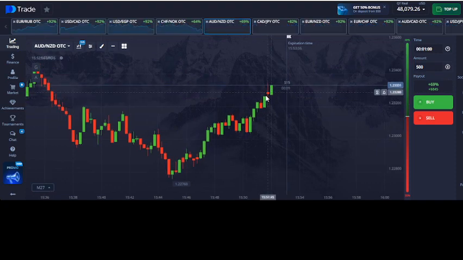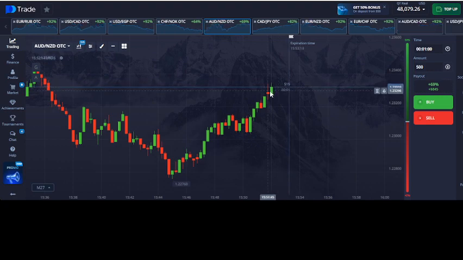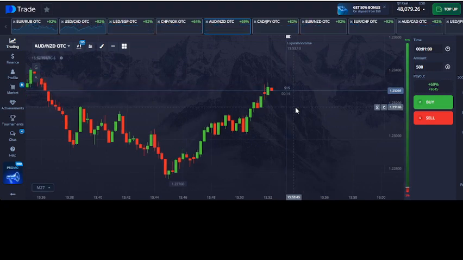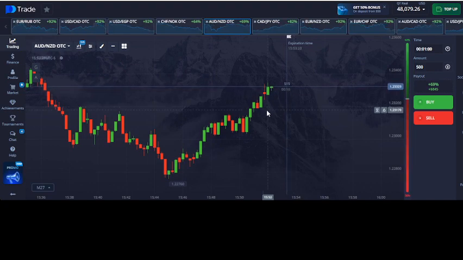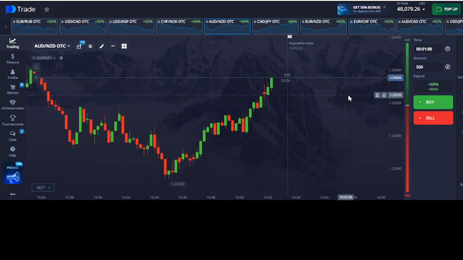All right, there was a candle gap here. Let's watch this currency pair, Aussie dollar, New Zealand dollar, for a minute. Seems to be developing a bullish trend.